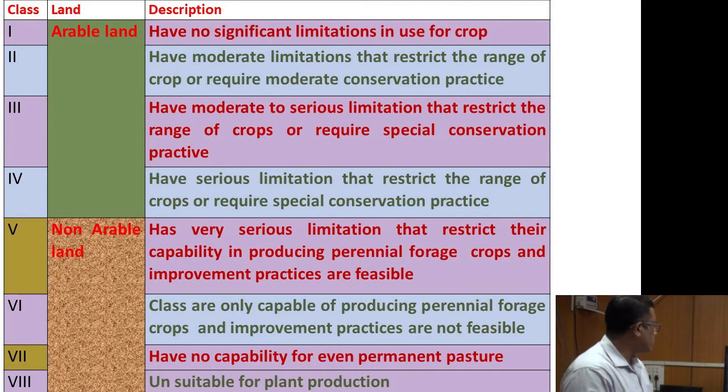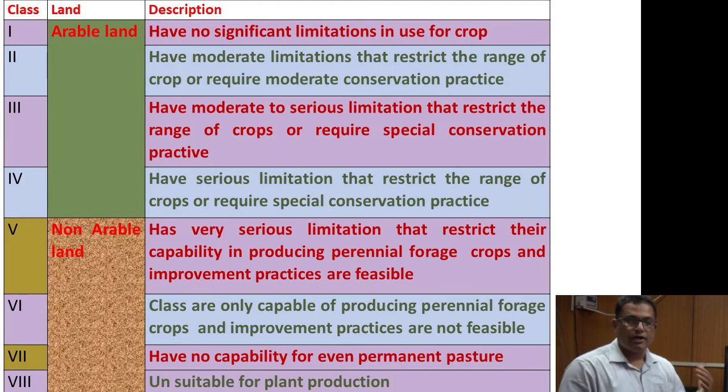And third is the land which has some serious limitations that restrict the cultivation of crops. Here again, agronomic measures would not be sufficient. There we have to go for more mechanical measures like bunding and terracing, which we discussed in the previous class. Now comes the fourth type of land that has serious limitations that restrict the range of crops.